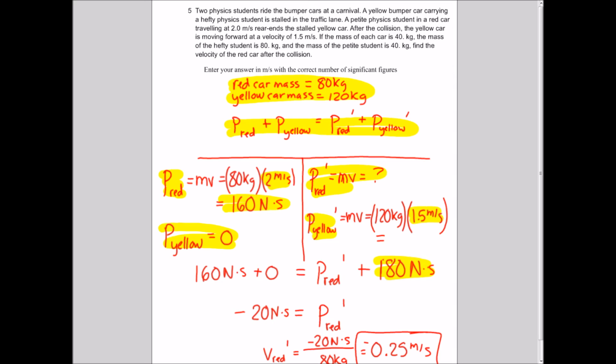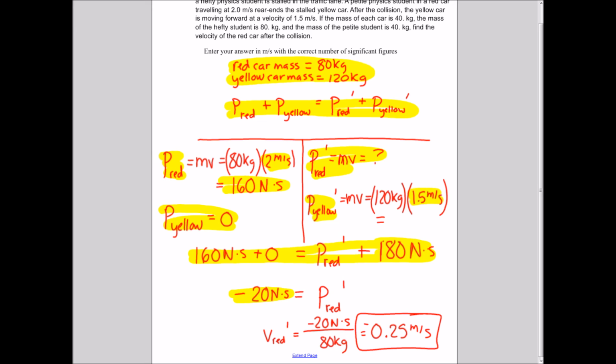Now the question is what happened to the red car in that collision? Well, when I go back now and revisit my momentum statement, I'm able to solve for the momentum of the red car, and it turns out the momentum of the red car is a negative value. The fact that it has a negative value tells you that the red car actually bounces backwards. And so when you take the momentum of the red car and divide by its mass, you find out that it's actually slowly going backwards with a velocity of negative 0.25 meters per second.